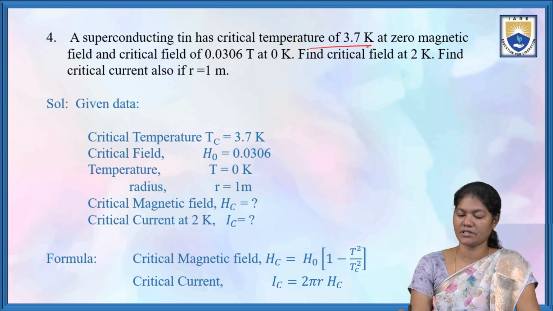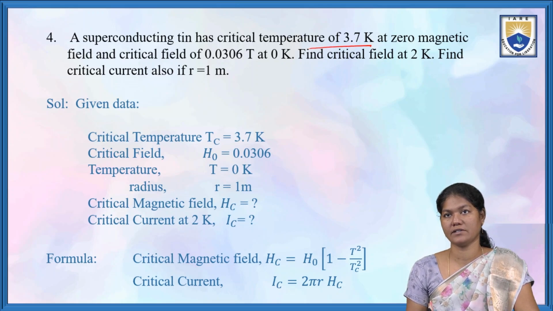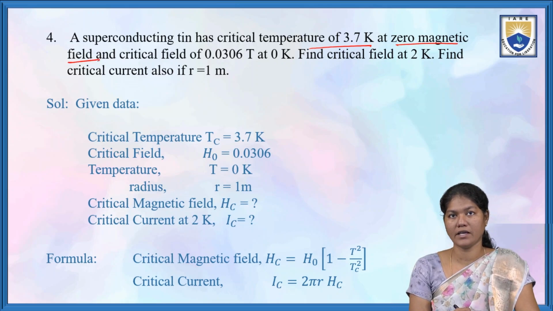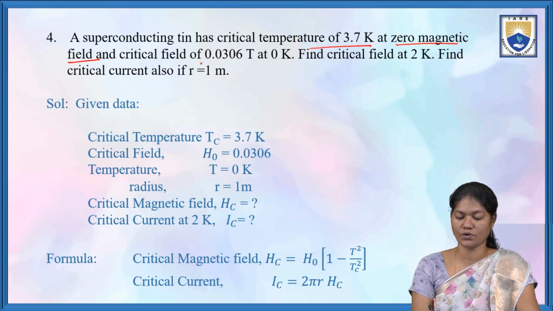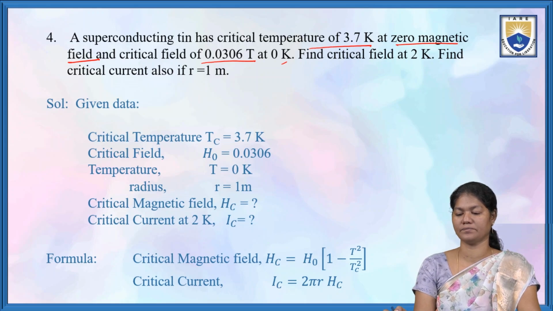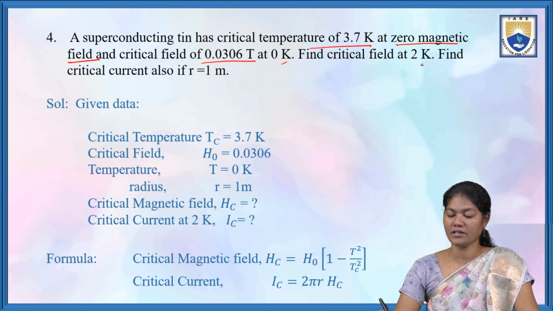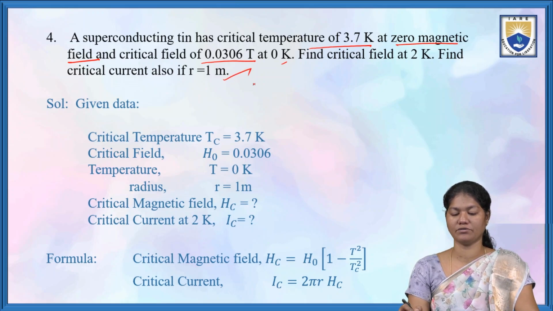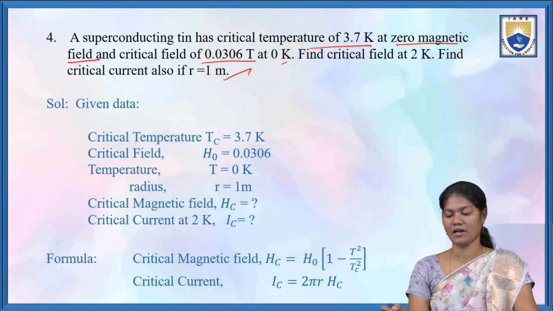Next one: a superconducting tin has critical temperature 3.7 degree Kelvin at zero magnetic field and critical field of 0.0306 at 0 degree Kelvin. Find critical field at 2 degree Kelvin. Find critical current also if R is equal to 1 meter.